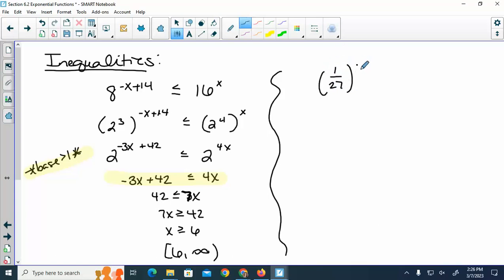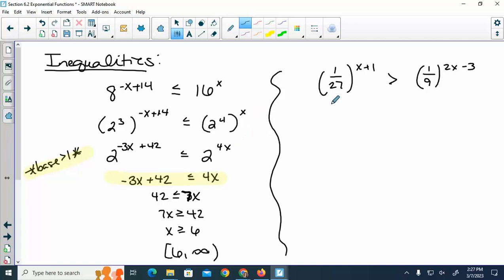Like, if it was, 1/27 to the 2x plus 1 is greater than 1/9 to the 2x minus 3. Okay. We have to get a common base here. What do you want to use? 3. Okay, good. Could we use a base of 1/3?